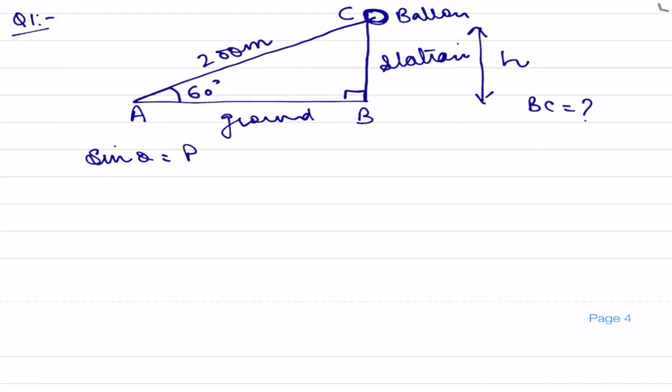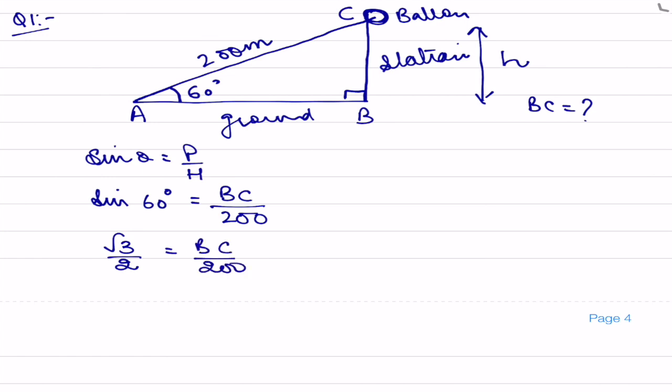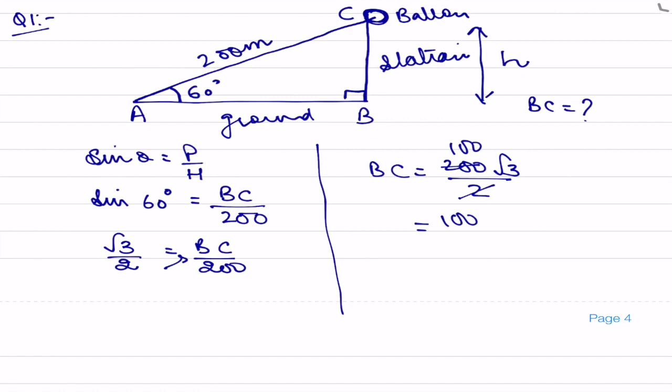Hypotenuse is given. Sine theta is P upon H. Theta is the angle of elevation. So sine 60 degrees is equal to, perpendicular is BC and hypotenuse is 200. Sine 60 value, as we know, root 3 by 2 is equal to BC upon 200. Cross multiply. BC is equal to 200 root 3 upon 2. So it cancels. The root 3 value will be substituted here. So it's 173 meters. So what is the height of the balloon from the ground? That is 173 meters. This is your answer.